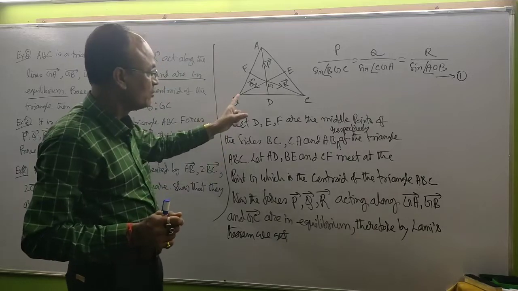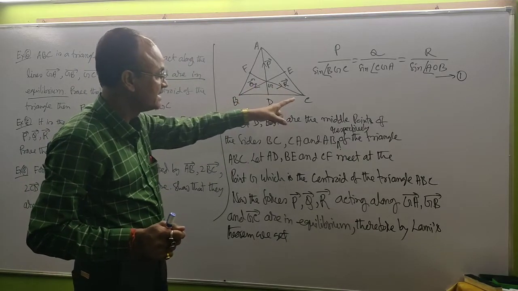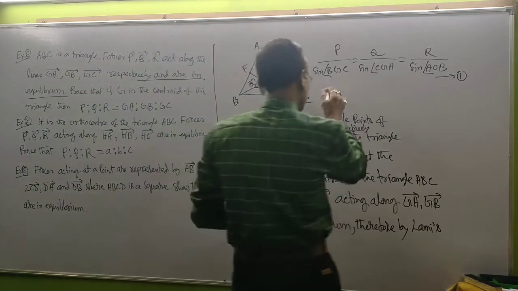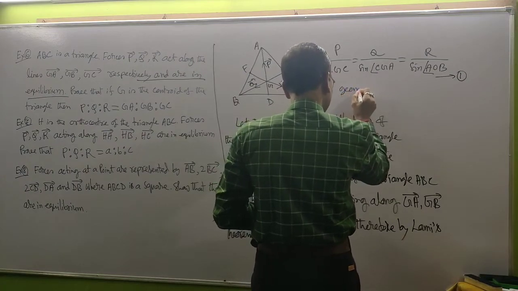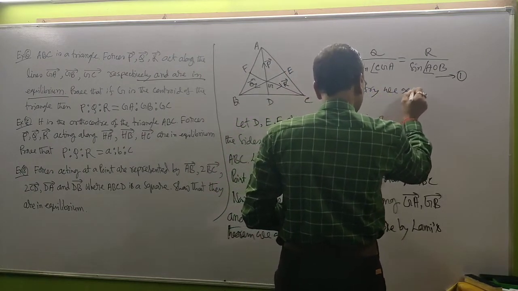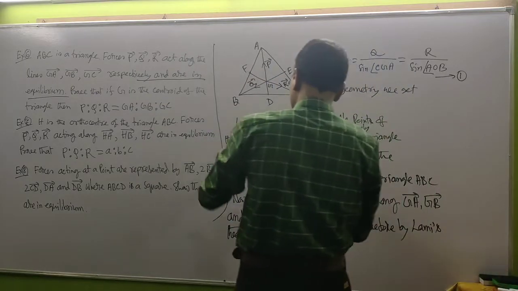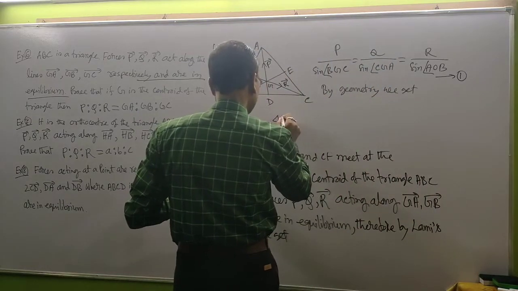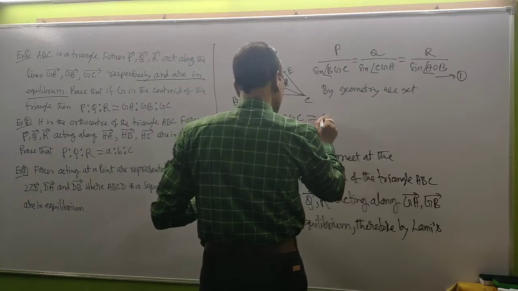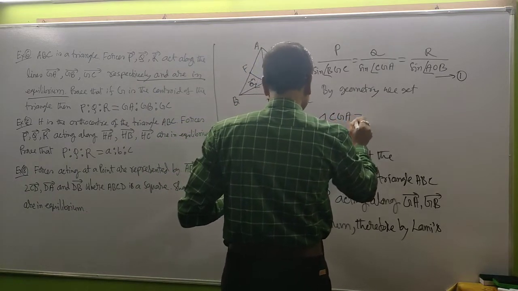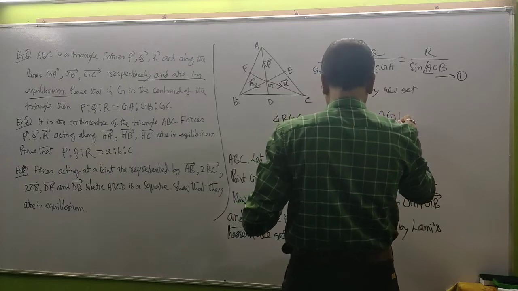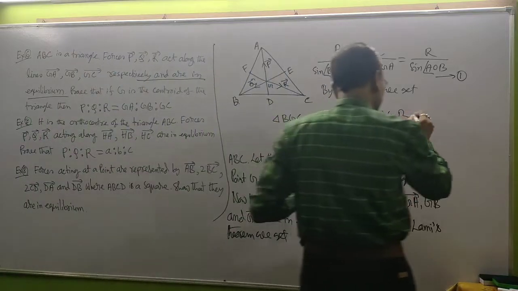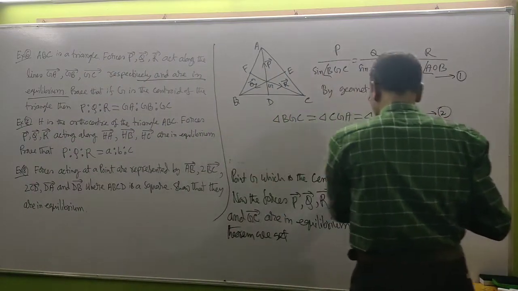By geometry, you know that the area of the triangle BGC is equal to the area of the triangle CGA, which is equal to the area of the triangle AGB. By geometry we get this one. Suppose this is number 2.